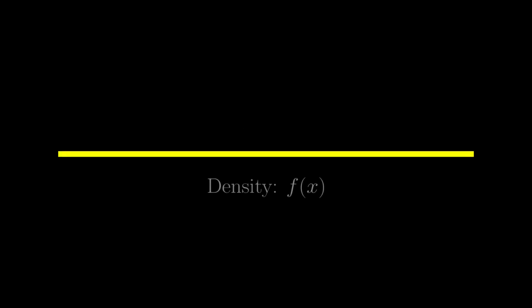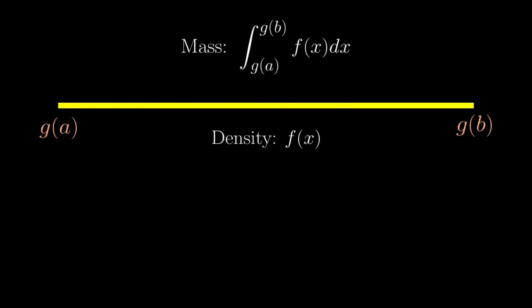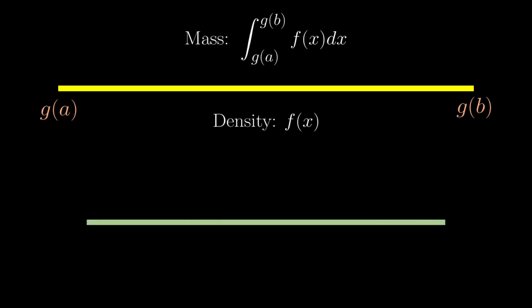Let's think of a rod again. Just like in the previous setting, the density is described by f. This time, the endpoints are described by g of a and g of b respectively, where g is just another function. As we have discussed just now, the mass of this rod is simply the integral shown here. But seeing the endpoints being g of something, isn't it tempting to consider another rod with endpoints a and b instead? We want a rod so that when we apply g to the bottom one, we get the original one.